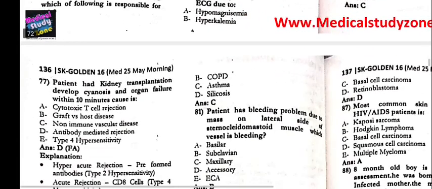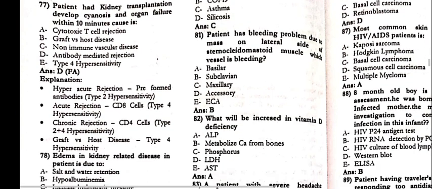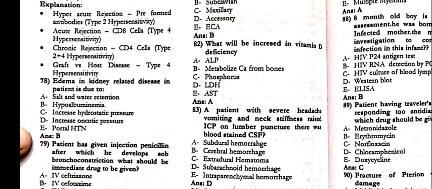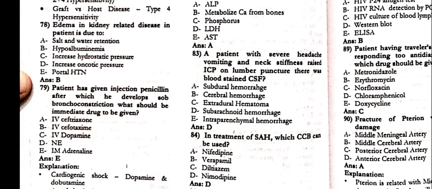Next, 77. The patient with kidney transplantation develops cyanosis and organ failure within 10 minutes. The cause is antibody mediated rejection. 78. The edema in kidney related disease in patients is due to hypoalbuminemia. 79. The patient is given an injection of penicillin after which he develops shortness of breath, bronchoconstriction.